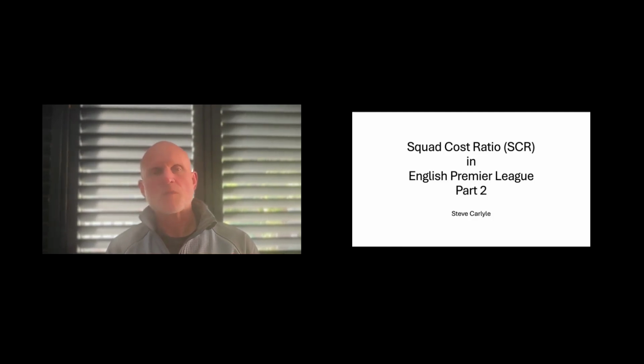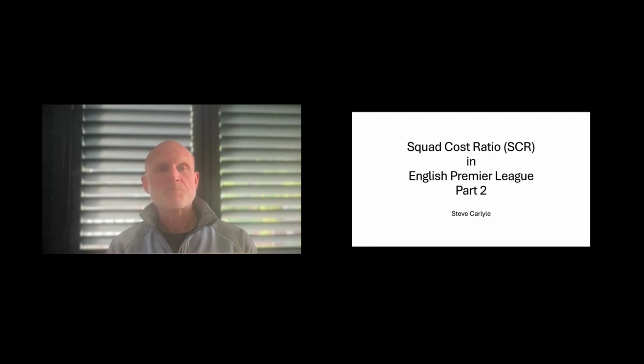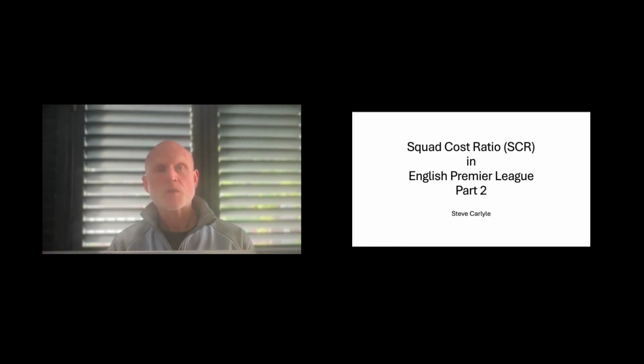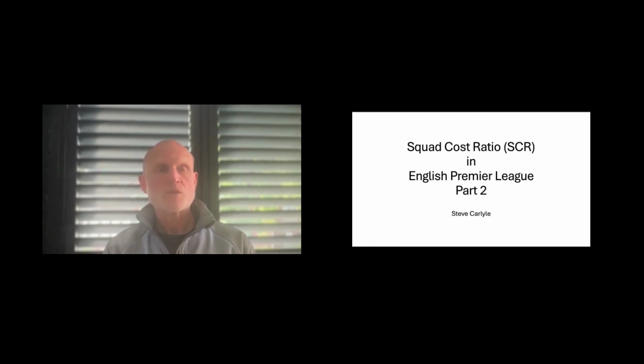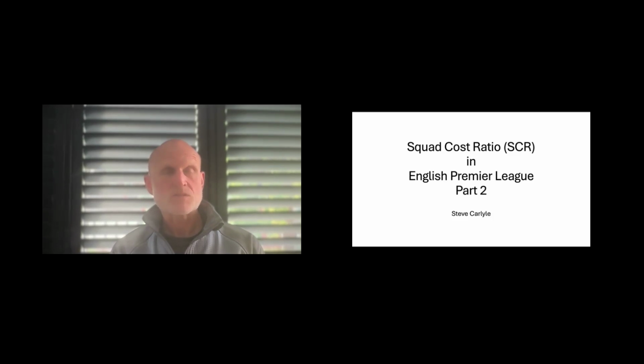So, in the first of this series, we talked about what the squad cost ratio was. It was the player costs divided by the footballing revenue, and we had a basic limit. If we weren't in a European competition, the basic limit was 85% of the ratio between your squad costs and your revenue. And if you were in a European competition, your ratio would go down to 70%. So as long as you stayed within those figures, you would face no sanction.